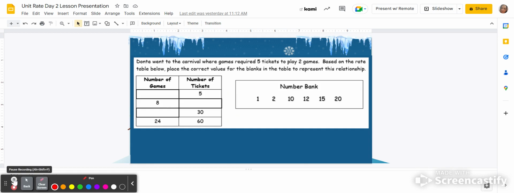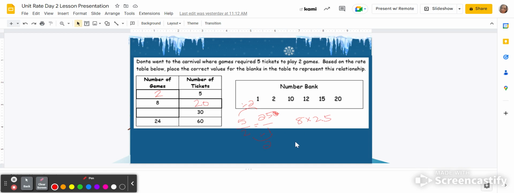All right, this one's a little bit trickier. It says Dante went to the carnival where games required 5 tickets to play 2 games. So it took 5 tickets to play 2 games. That means 5 tickets for 2 games equals, divide by 2, 5 divided by 2 is 2.5 tickets. So if I'm playing 8 games, I'm going to do 8 times 2.5, and I'm going to get 20.